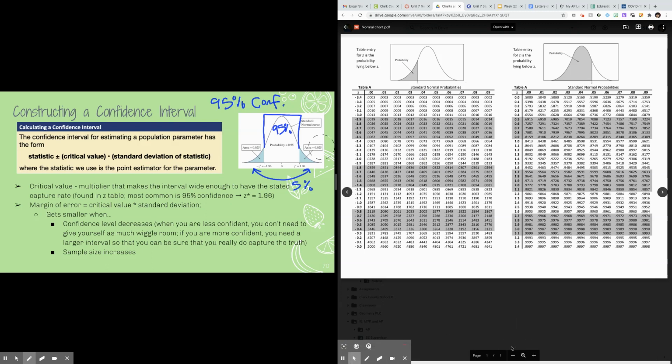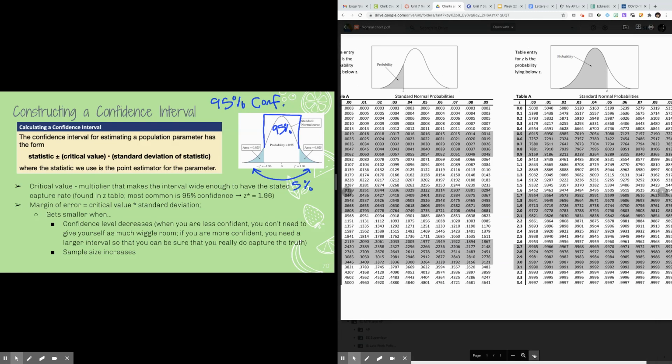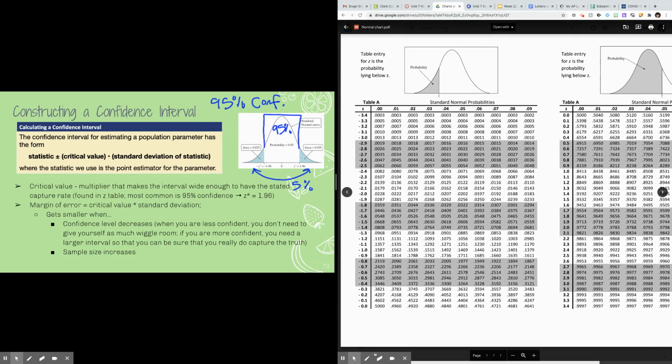And actually, I need to zoom in a little bit. Okay, so I'm looking for the area that's as close to 0.025 as possible, right? And I actually have that exact value right here. Okay, so the Z-score that is associated with that area is negative 1.96. Okay, for your critical value, we usually take the positive value, right?